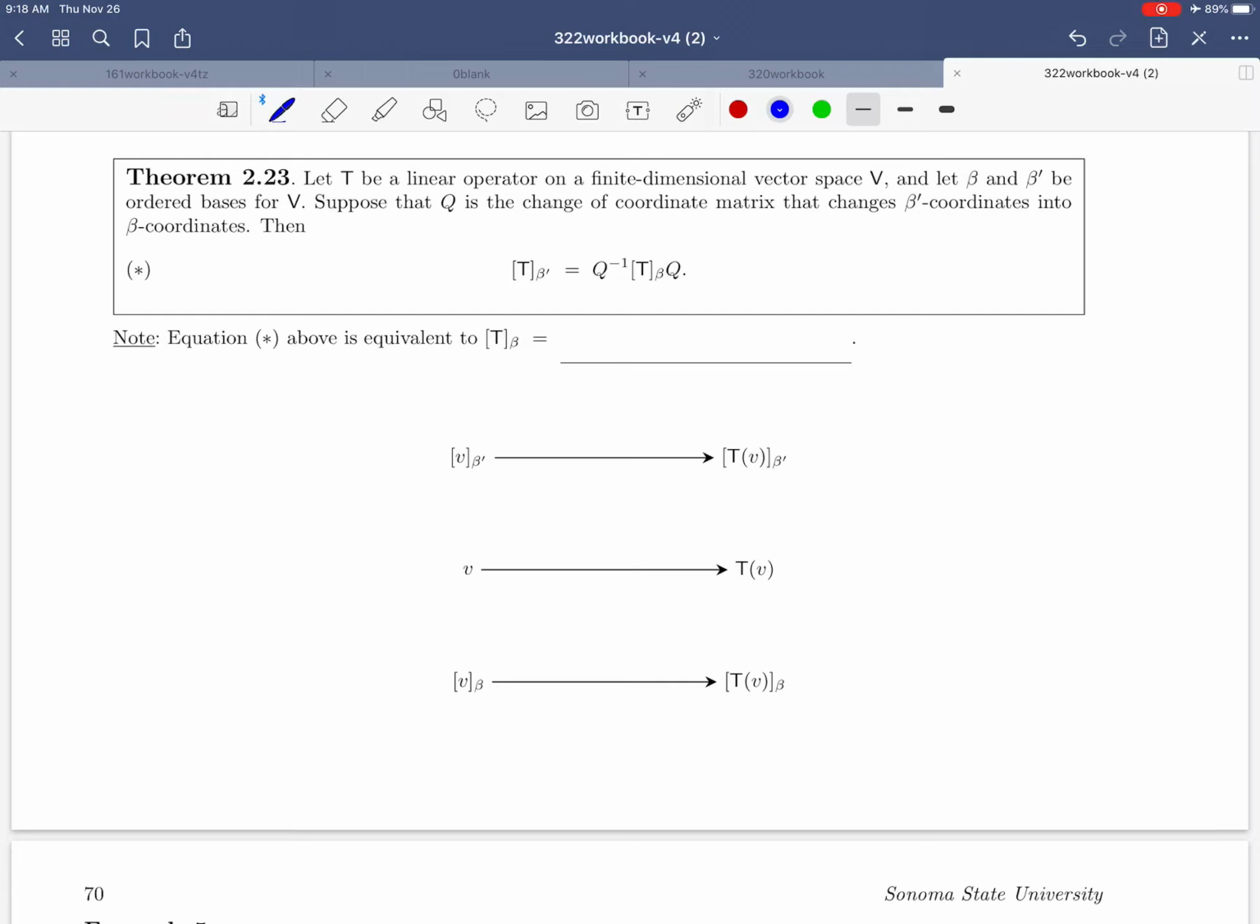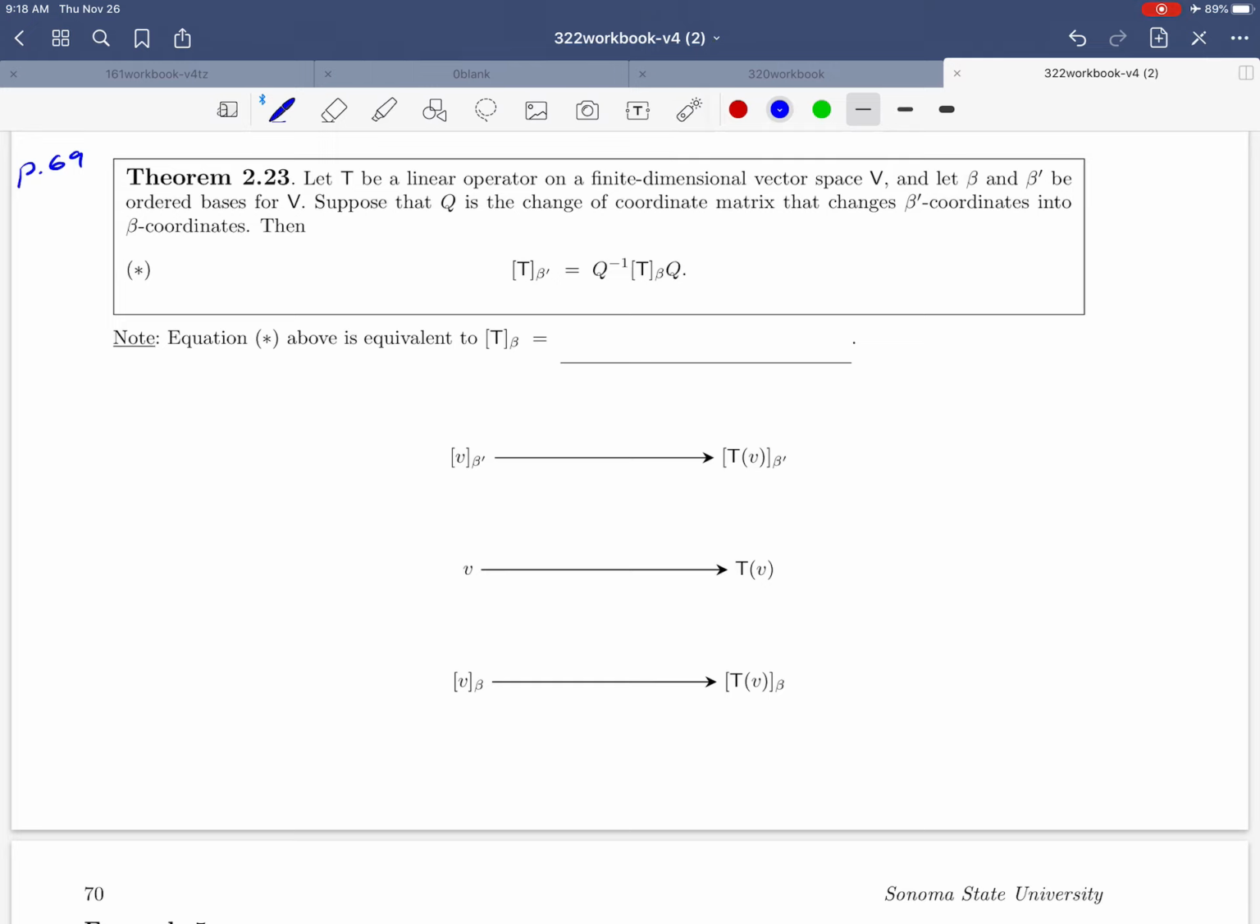Hi everybody, and welcome to Theorem 2.23. We are looking at page 69 of the workbook. And up to this point in the section, we've been talking about the change of coordinate matrix, a matrix that allows us to change between one set of coordinates to another.